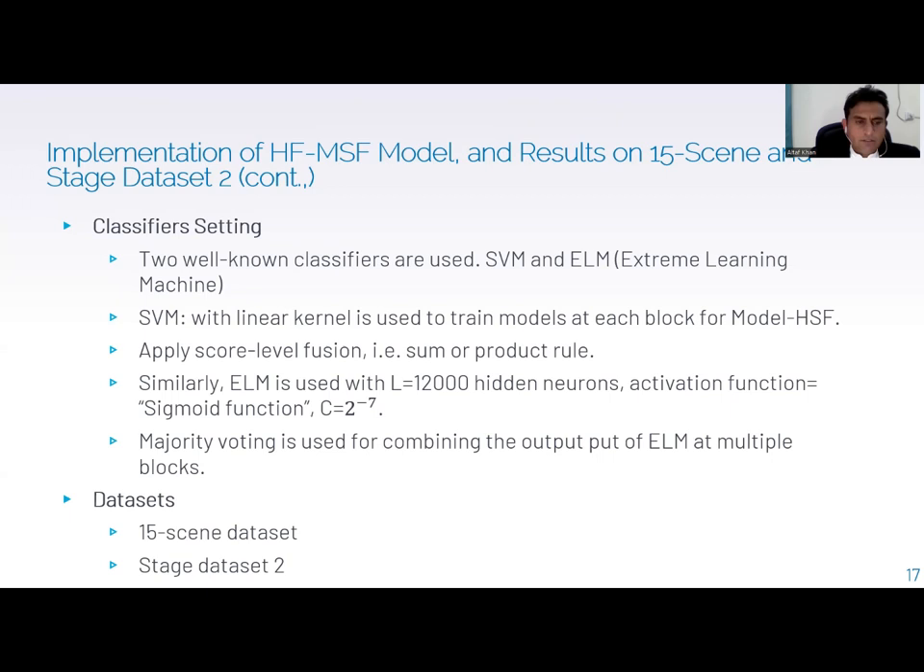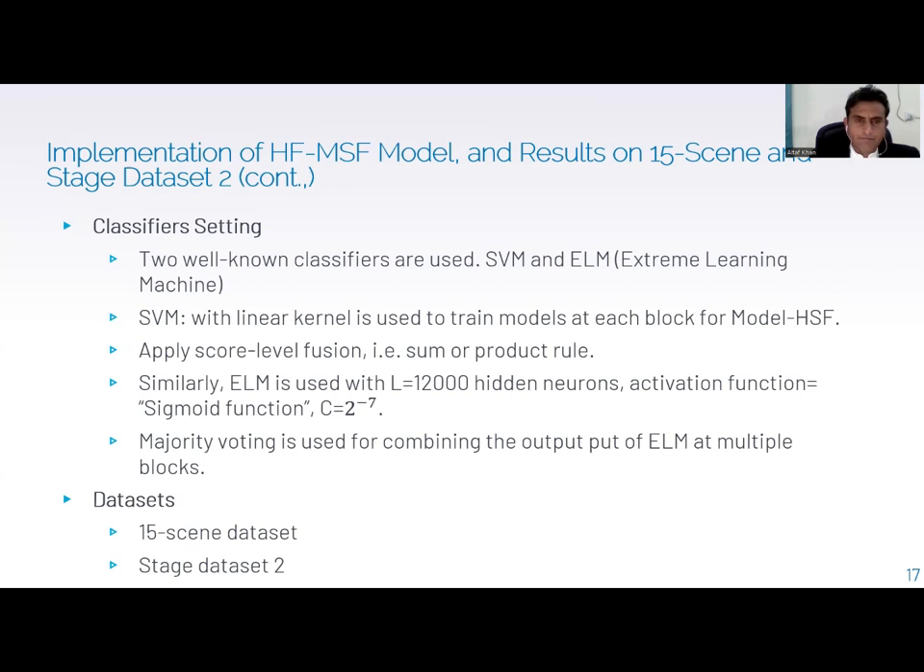There are two datasets: the 15 scene dataset and the stage dataset 2. The 15 scene dataset means 15 different categories of scenes are utilized. The stage dataset 2 has 12 different stages in this data, which are used to evaluate the proposed model. These contain 1000 images in each category of the different run stages.